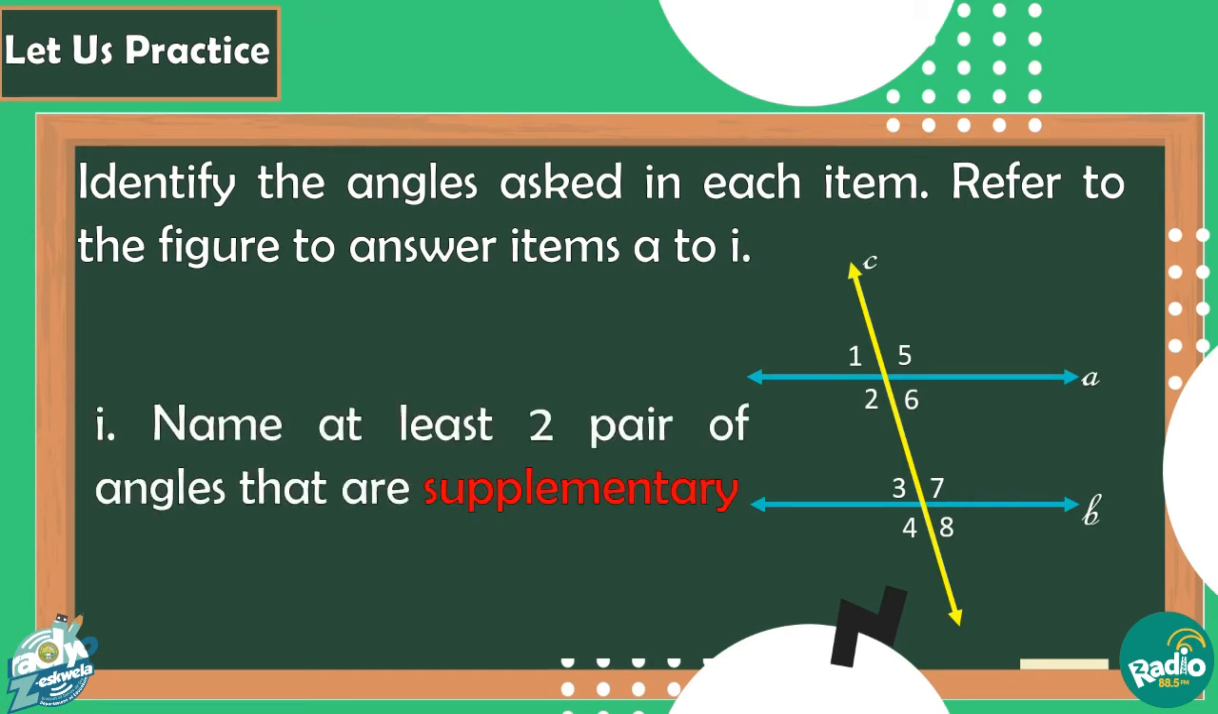And the last item, can you name at least two pairs of angles that are supplementary? Two pairs of angles that are supplementary. That means when we add the two angles, it will give us a sum of 180 degrees. What are these two pairs of angles?